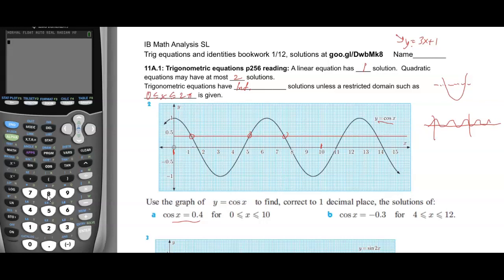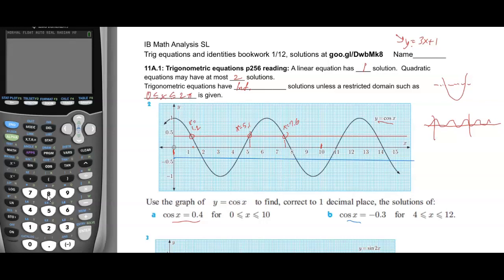I think this looks like it's about x equals 1.2. This looks like it's about x equals 5.1. This looks like it's about x equals 7.6. And that's it. Just those 3 solutions. Okay. What about cosine of x equals negative 0.3? So negative 0.3 would be about there. Okay, that's about right.